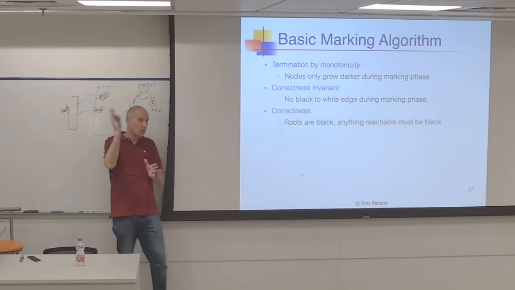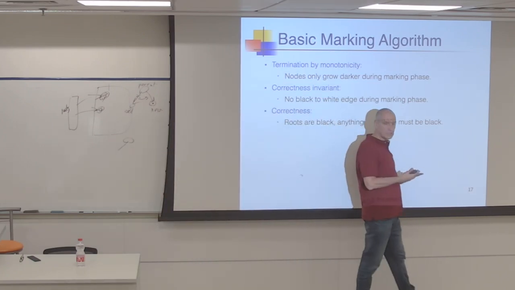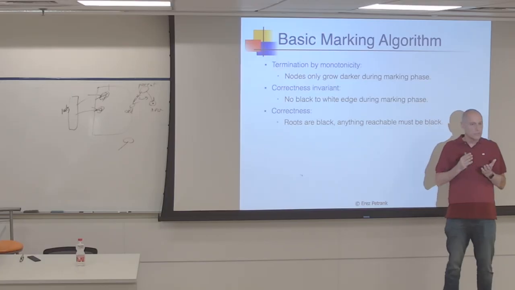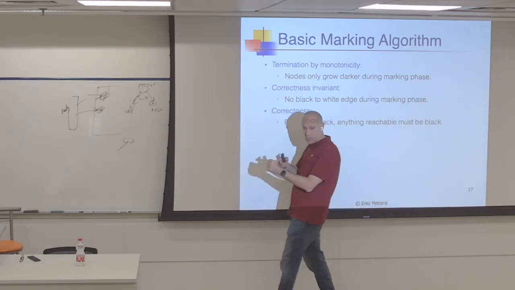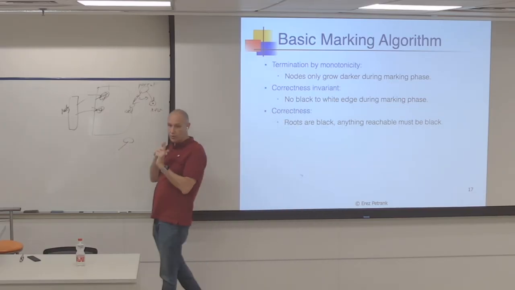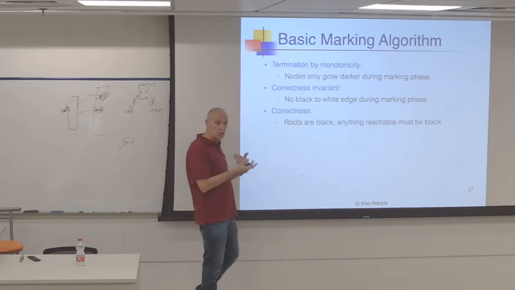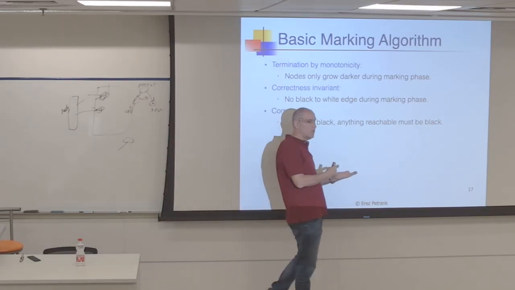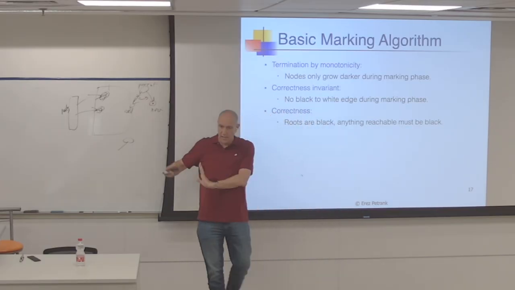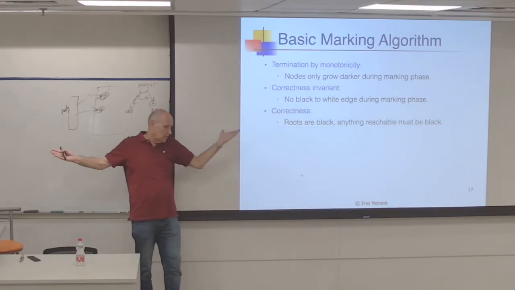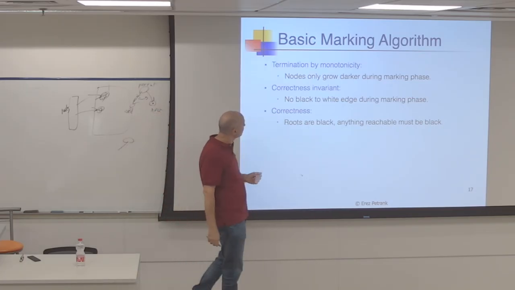In sweep, we do make it all white again, but during the marking, everything starts white and it just becomes darker. The program cooperation does shade, which only turns white to gray. That's the only modification that the program could do. The collector turns white to gray and turns gray to black. So everything goes one way. Eventually, all nodes are either black or remain white, and we're done.